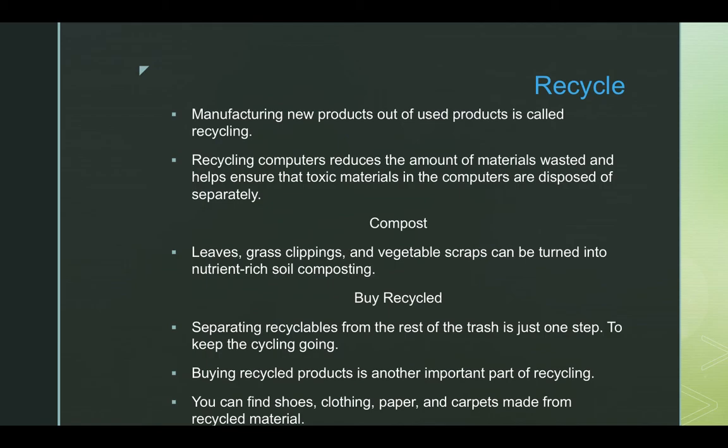Buying recycled material. Separating recyclables from the rest of the trash is one step. So if you already do that, great, if you throw away your plastics in one and your garbage in the other. To keep the recycling going, buying recycled products is another important part of recycling. That's really popular right now. You can buy shoes that are made from recycled bottles. You can buy clothing made from recycled material, like those Nano Puff jackets from Patagonia. Those are like 50% made from recycled material, so that's really cool. There's a lot of things that they're doing with those recycled materials.